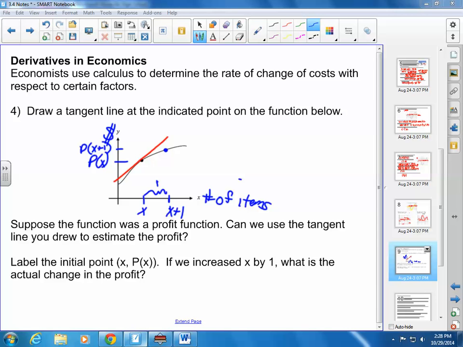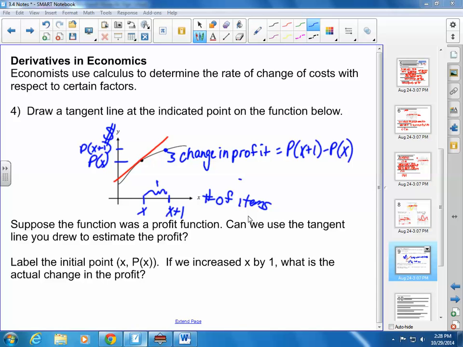So what's the change in profit? How would I find this amount right here? The change in profit could be found by doing what with those Y values? Subtracting them. Okay, and that's kind of what it was saying down here. I just didn't refer to it exactly.